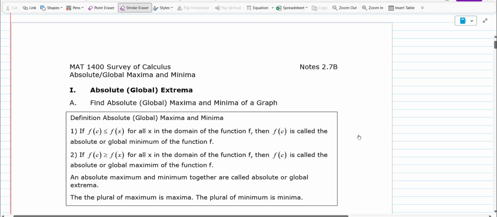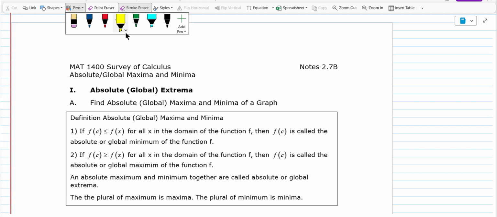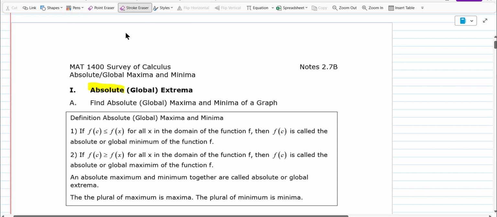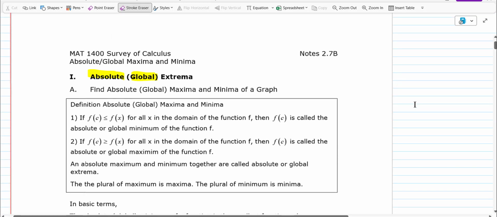Two parts. All right, so the second part we're going to look at is what you call absolute, or often called global extrema. There's a difference between local extrema and absolute extrema, and it's pretty simple what the difference is. So we're going to go ahead and talk about that first of all.